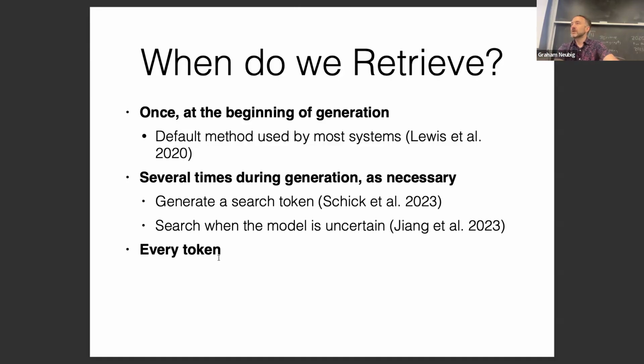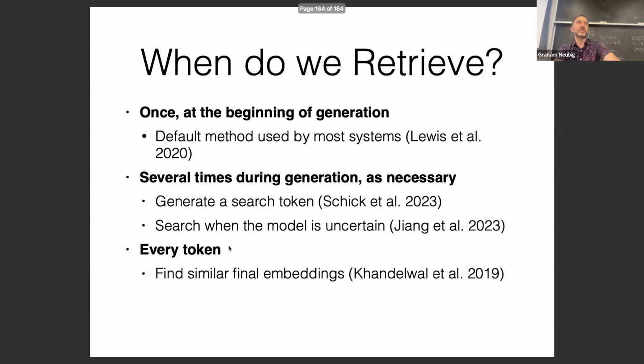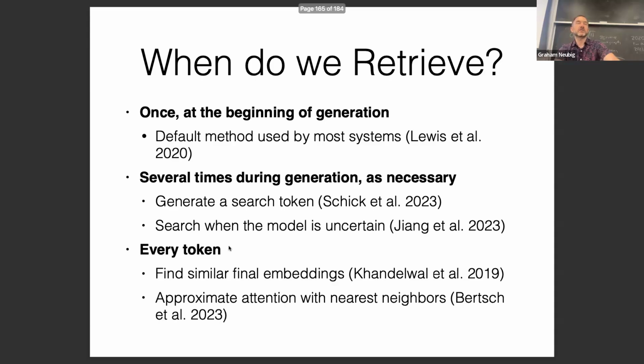A final method is things that look up every token. This is the extreme case. So every single time we look up something to calculate the next token. And there are a couple ways to do this, including finding the most similar final embeddings from the model, and also doing approximate attention with nearest neighbor search.